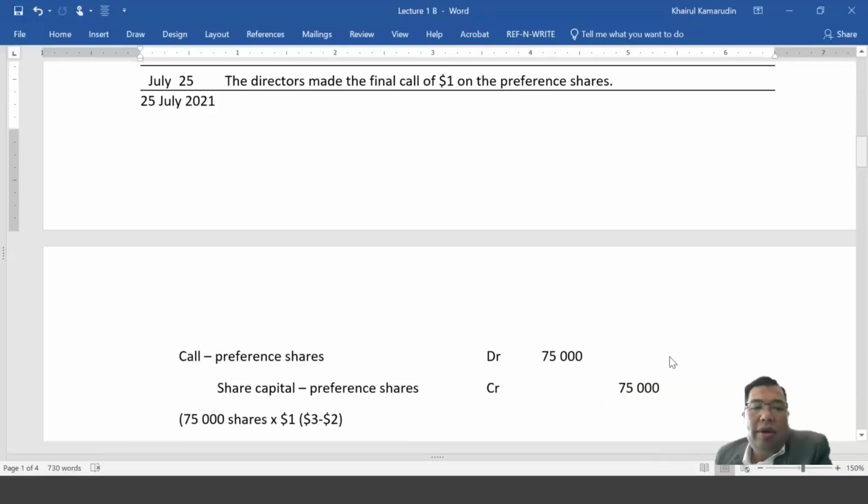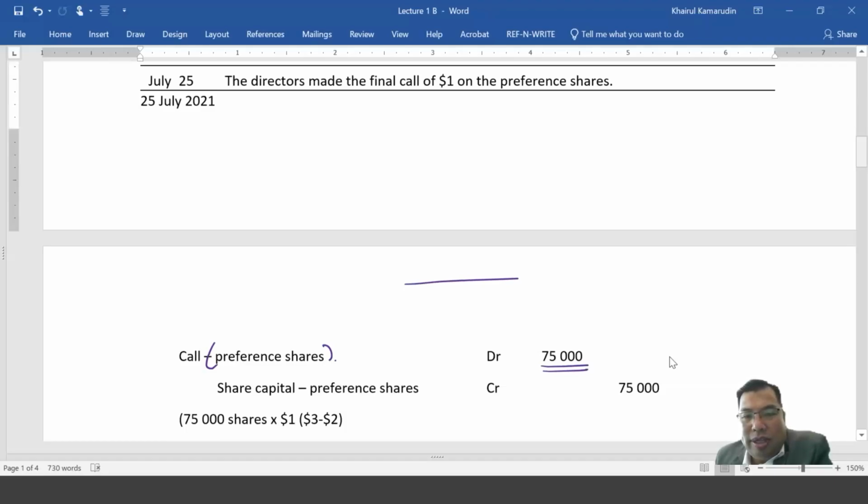Okay. And then you're going to create a new account. We call it call. It's like a receivable account. Call for preference shares, 75,000. So you expect to receive the money.